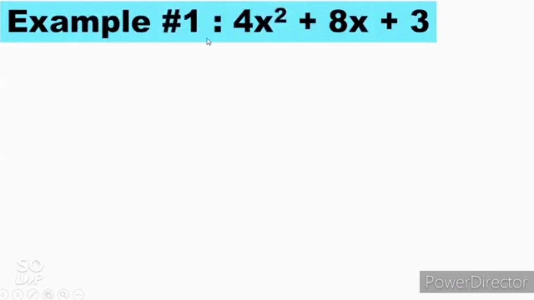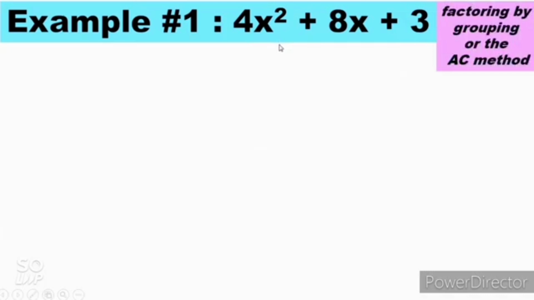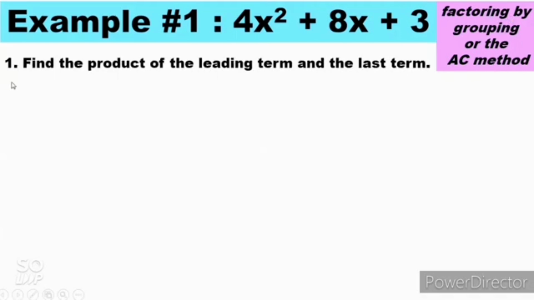We have example number 1: 4x squared plus 8x plus 3. So, i-factor natin using the grouping technique or the AC method. First step is to find the product of the leading term and the last term. So, i-times natin yung leading term at saka yung last term, yung 4x squared at saka yung 3.